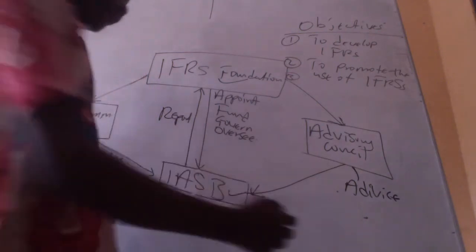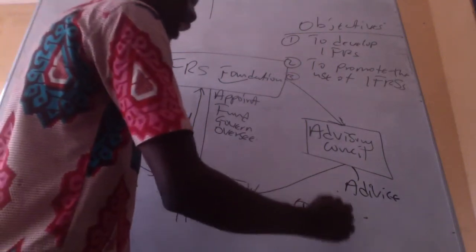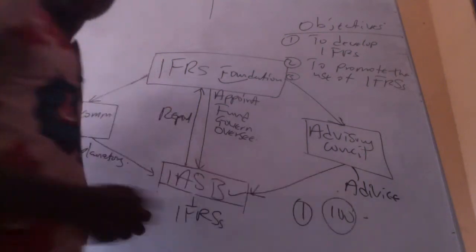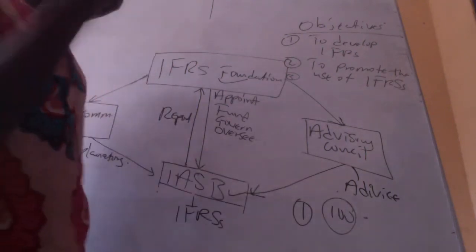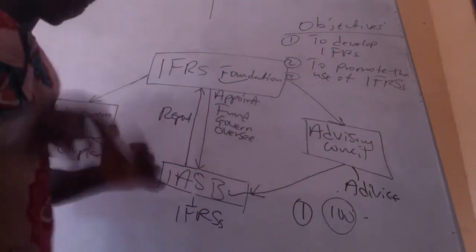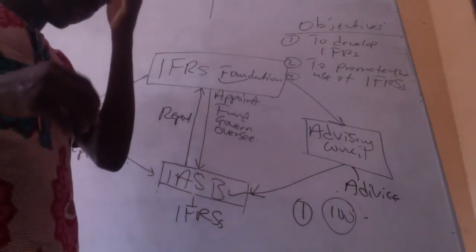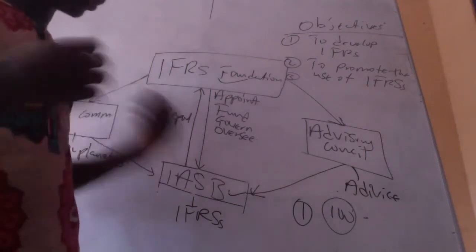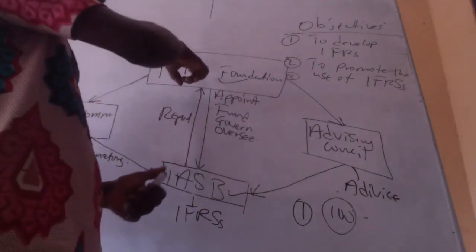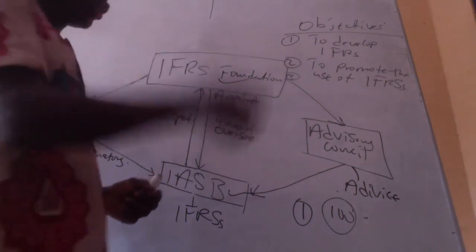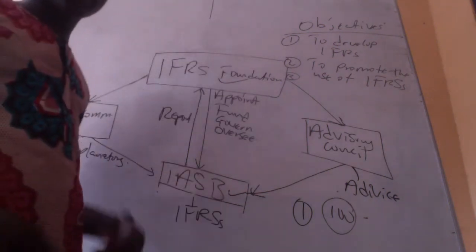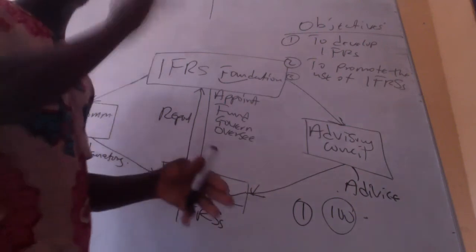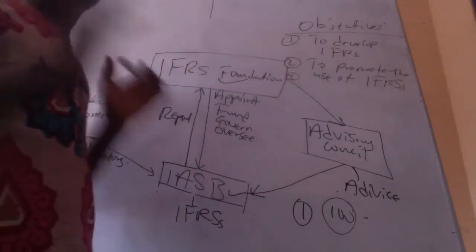So for instance, if I give you just a transaction and I call 100 accountants, these accountants will give me different treatments. So I'll get 100 different treatments, which does not improve comparability or standardization. So one of the objectives of the IFRS is to limit the alternative treatment, so that everybody has one acceptable way. Follow it and then be safe and be free. That's all.